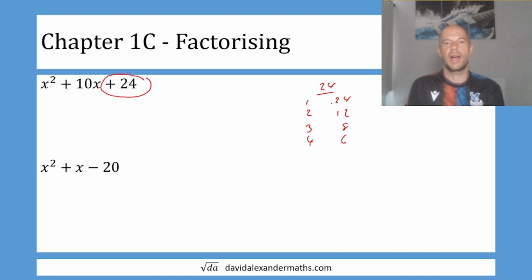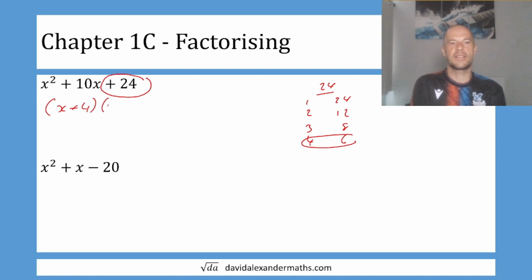Now, how can I get a 10? I can't get a 10 with a 1 and a 24. I can get 10 with a 12 and a 2, but that would be 12 take away 2, and minus 2 times 12 would be minus 24, and we want plus 24. So it must be 4 and 6. So therefore, it's going to be x plus 4, x plus 6, or x plus 6, x plus 4, it doesn't matter.